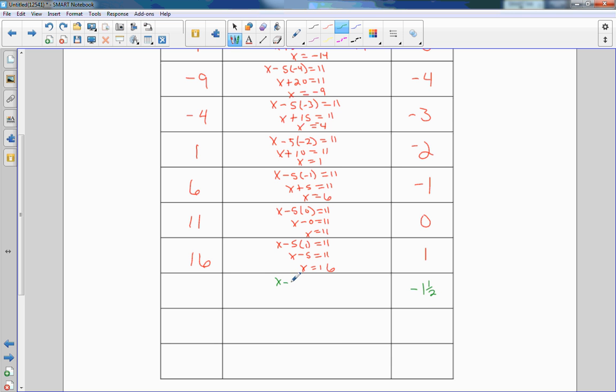Okay, so now when I plug that in, I get x minus 5 times negative 1.5, which is negative 3 halves, equals 11. X minus, or plus, 15 halves equals 11. Well, 15 halves is 7.5. Subtract 7.5 from 11, it's 2.5.